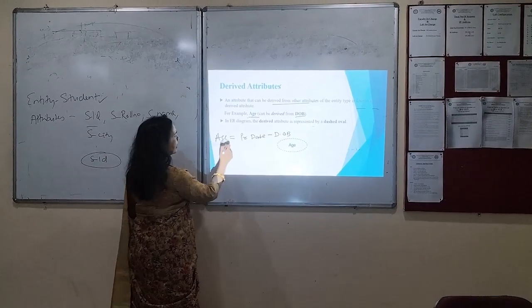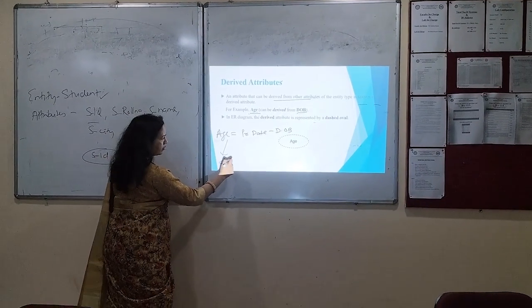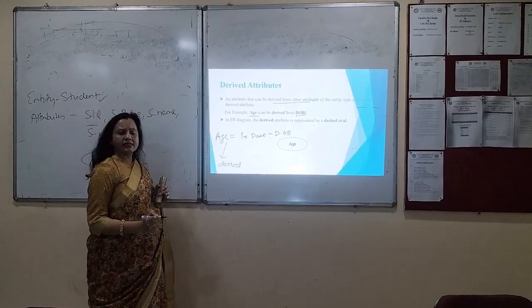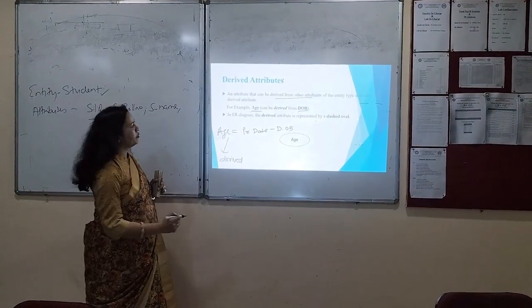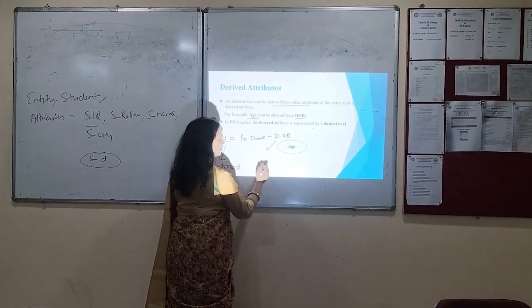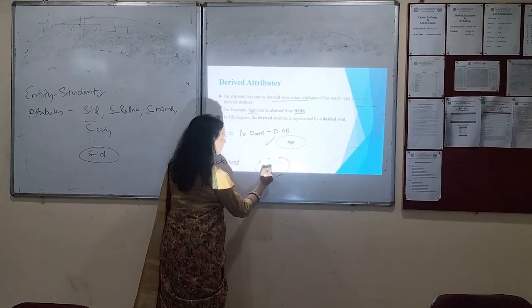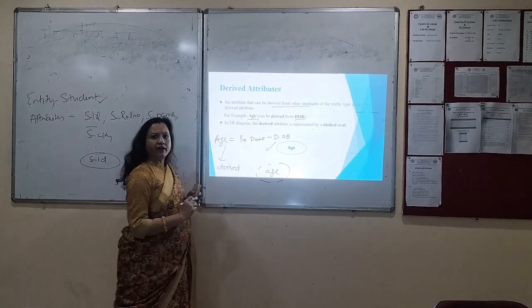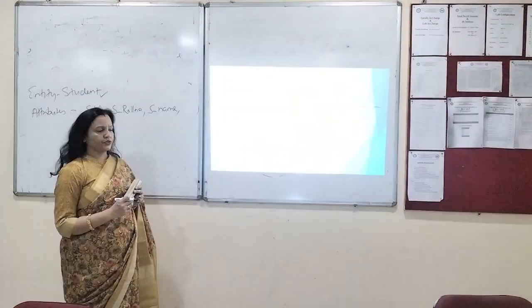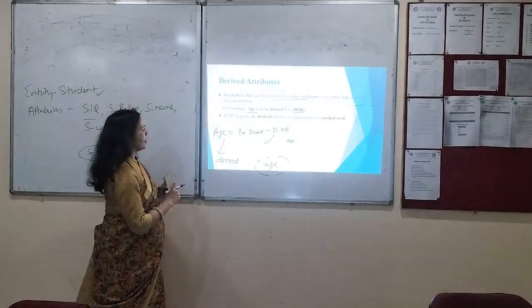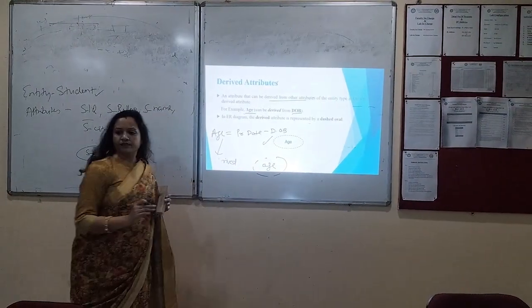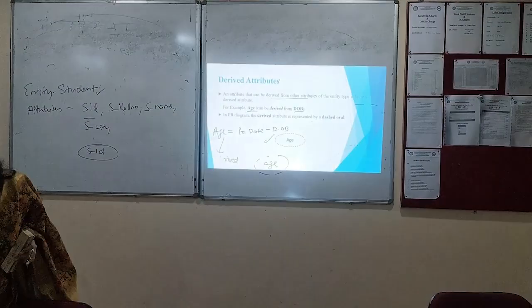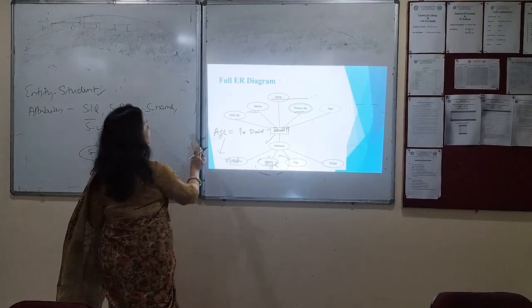So this is a derived attribute, and we can represent a derived attribute as a dashed oval. We write like this, this is the age. This is your derived attribute, right? So this is about the derived attribute. Next I will show you the complete ERD diagram for this student.